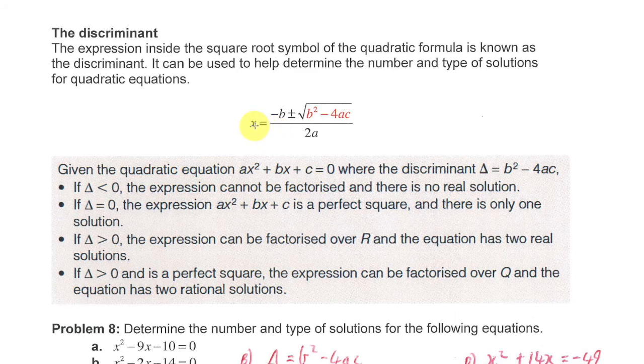So if we look at the quadratic formula, there are many parts to it, but what's really important is what goes on in the square root symbol. This is known as the discriminant, what I've got in red there: b squared minus 4ac. If we investigate the discriminant, it can tell us a lot about the number and type of solutions that are possible.